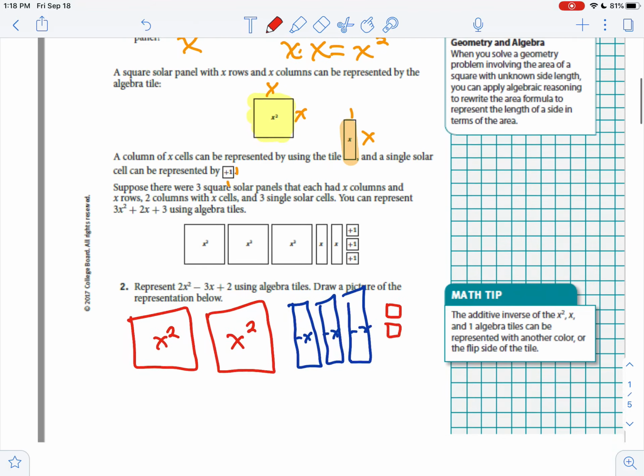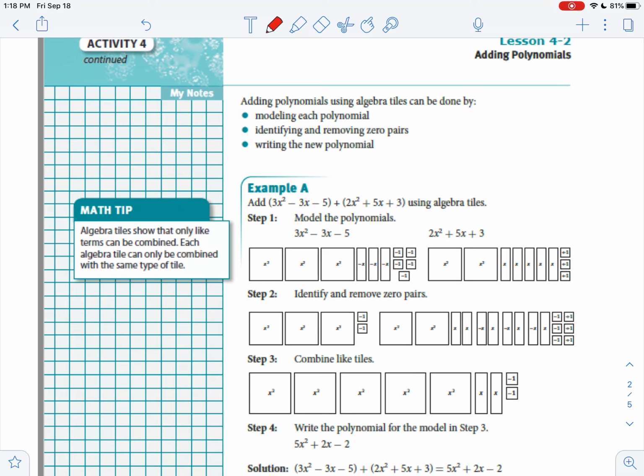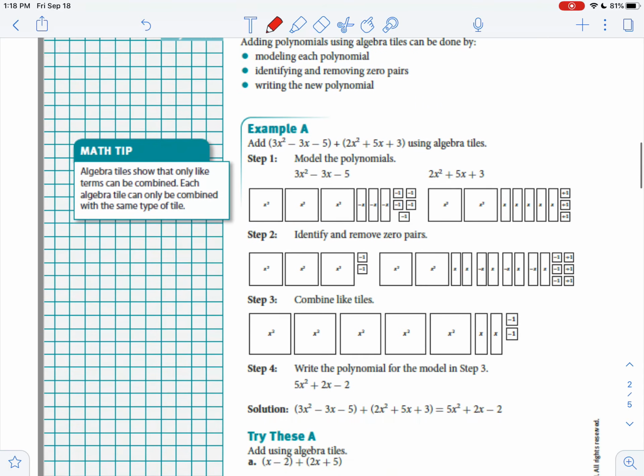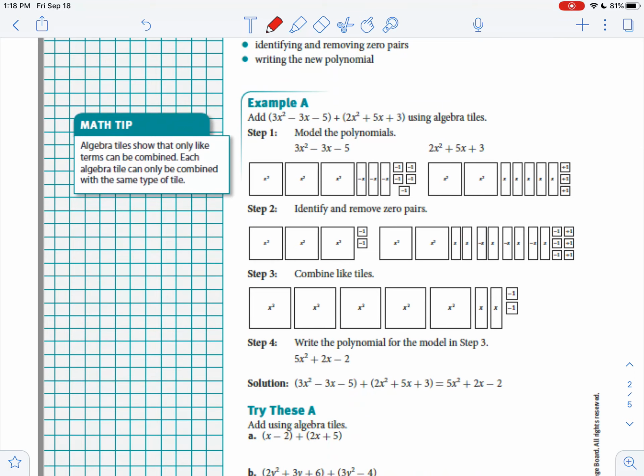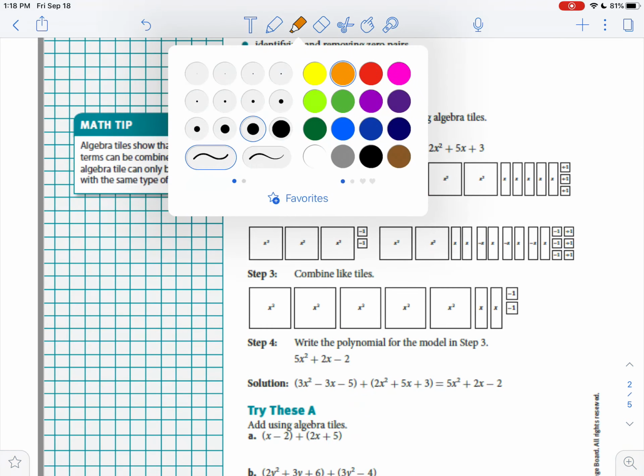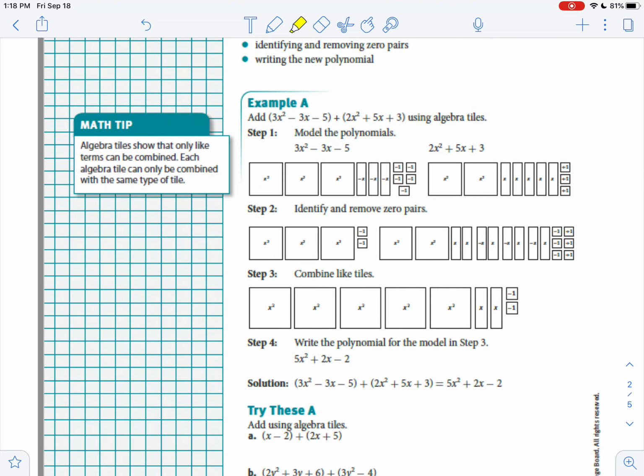Okay, so now let's go to the next page, and we'll look at an example where we're actually going to model each polynomial, identify and remove some 0 pairs, and write a new polynomial. So here we want to add together the polynomials 3x squared minus 3x plus 2x squared plus 5x plus 3. So first we model the polynomials. So we have each of those here. And what you'll notice is you'll have some 0 pairs that you can move out.